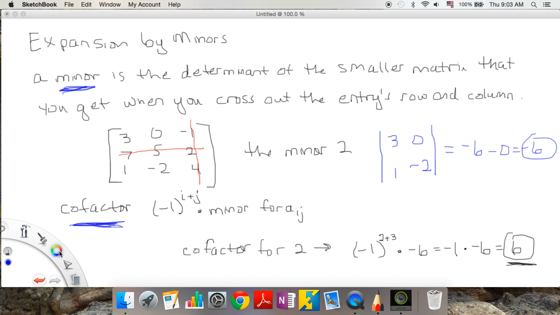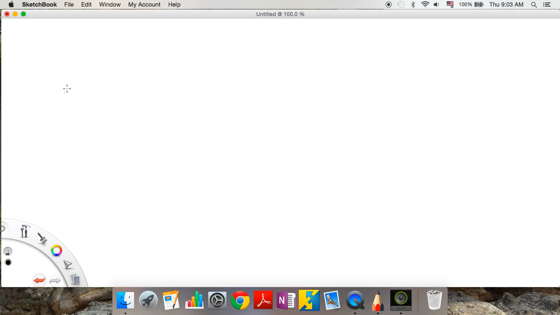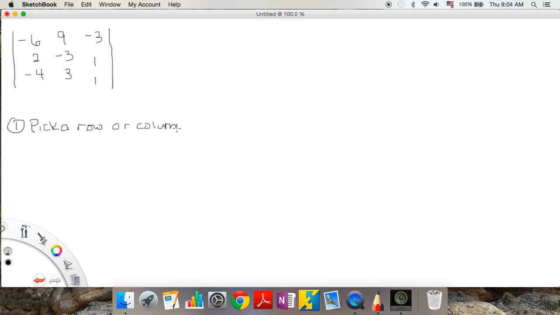Now, how do we use this to find determinants? Well, let's say we want to find the determinant of this matrix. Now, to find the determinant with expansion by minors, the first thing you do is you pick a row or column to go off of. Now, what do I mean by that? Well, what we're going to do is we're going to multiply each of the entries of that row or column by its cofactor. So what you want to do is you want to pick the easiest row or column to deal with. So if there's a lot of zeros in a row or column, then that's going to be the easiest one to deal with.